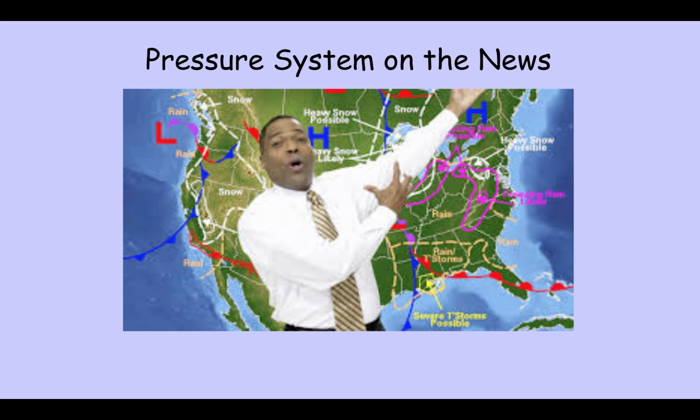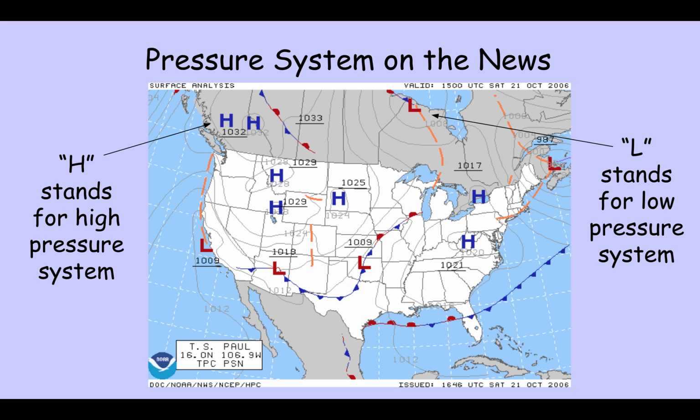Now we have to think about, how does air pressure affect weather? Often, if you have ever watched the weather on the news, you'll see a weatherman or a weatherwoman standing in front of a map that has H's and L's on it. So what you need to know is that the H stands for a high pressure system, and the L stands for a low pressure system. And at those locations, different things are happening with the air.